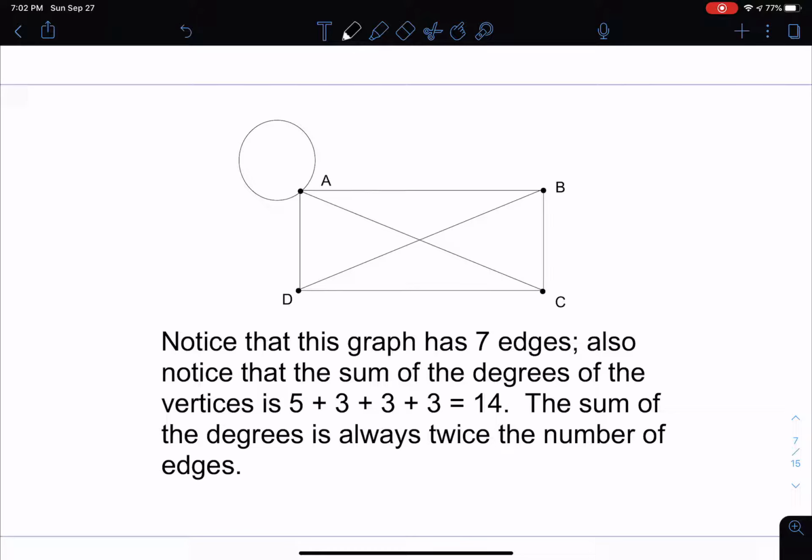So the sum of the degrees is always twice the number of edges. Like this one, you have 1, 2, 3, 4, 5, 6, 7 edges. And then earlier we figured out all the degrees were 5, 3, 3, and 3. When you add that up, you get 14. So 7 times 2 equals 14. And that's going to be true for all of your graphs. It's kind of a cool little pattern there.